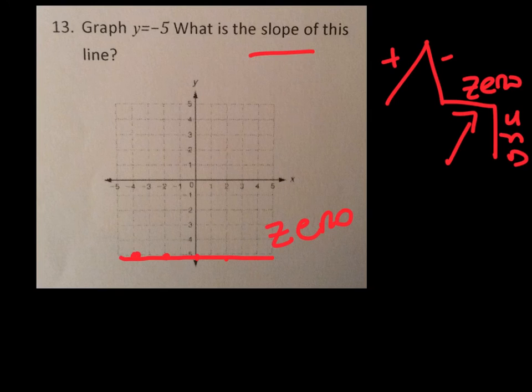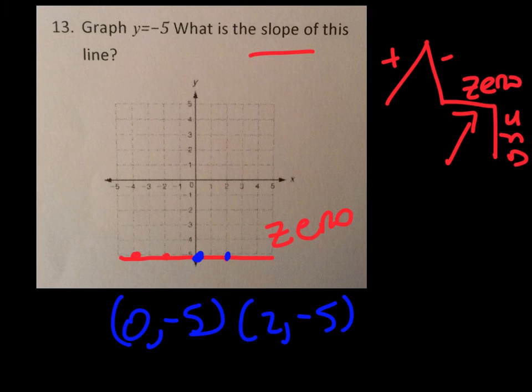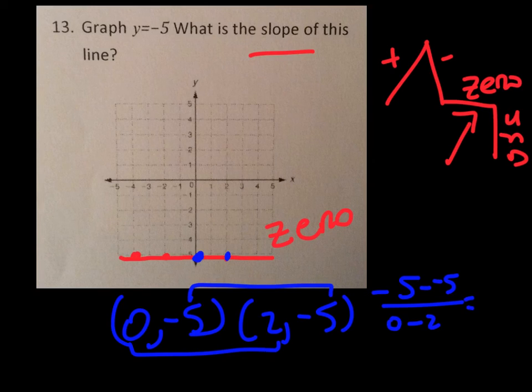Now, to prove that, I could pick any two points. Let's say 0, negative 5. So 0, negative 5. And let's say 2, negative 5. 2, negative 5. If I were to find the slope, negative 5 minus negative 5, so negative 5 minus a negative 5, over 0 minus 2. Well, remember, minus a negative is positive, so that would be plus a positive. So negative 5 plus 5 is actually 0 divided by negative 2. And 0 divided by anything is 0.